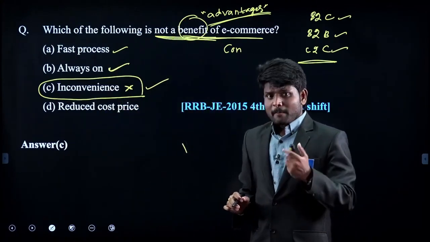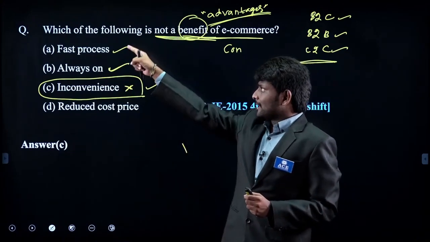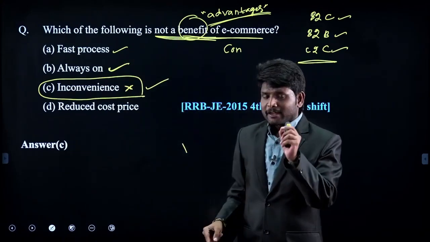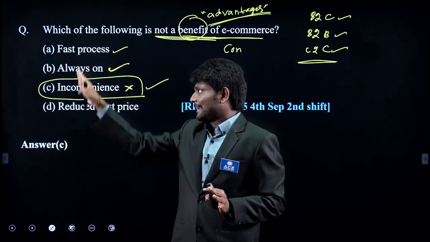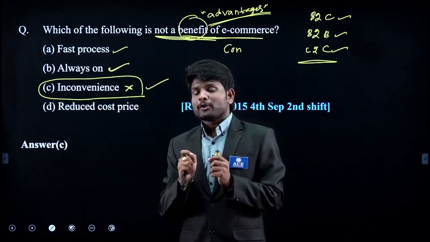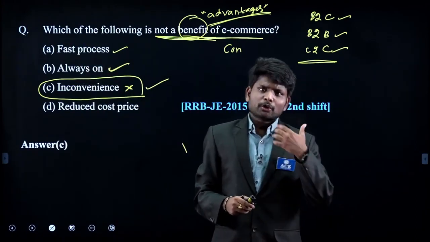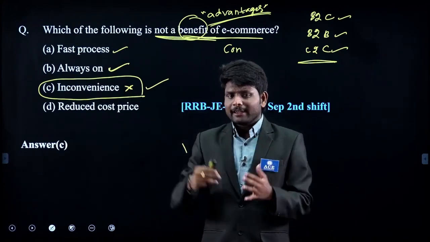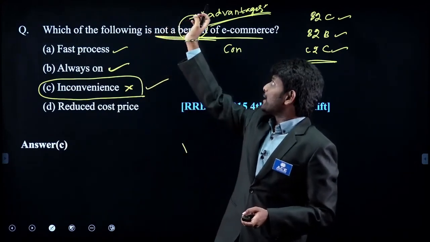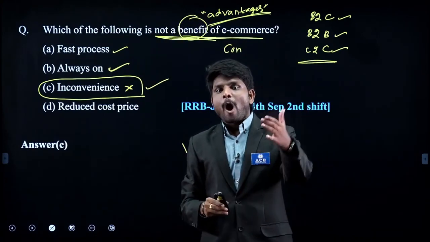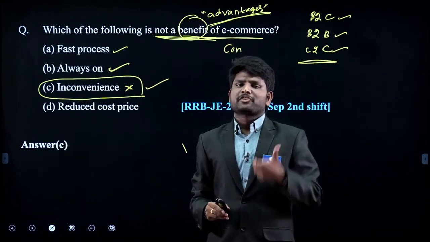Fine. So my point is very simple. Since they can give only 4 options, they have mentioned 3 right answers and 1 wrong answer here. So what should be your practice? Just go through any source and try to recollect all the advantages of e-commerce and all the disadvantages of e-commerce. This should be your strategy.